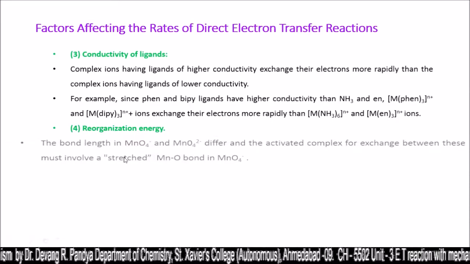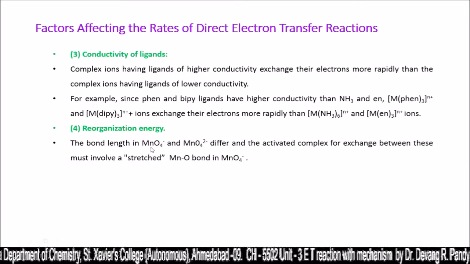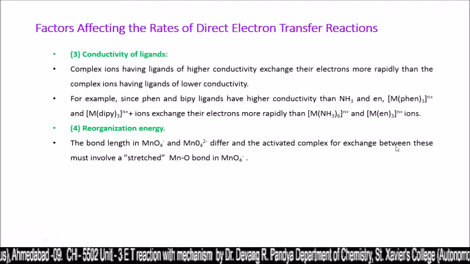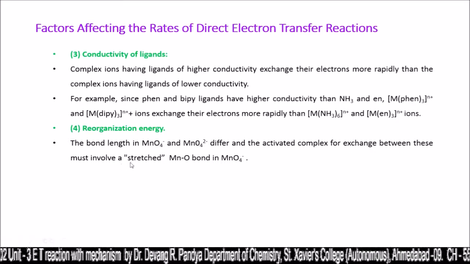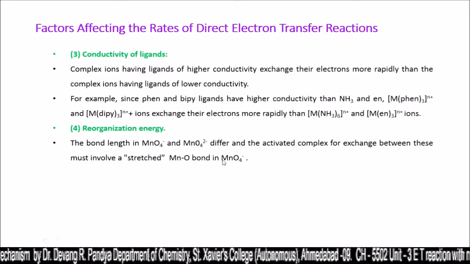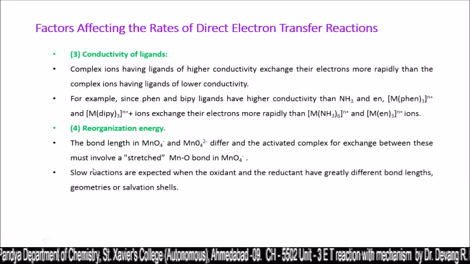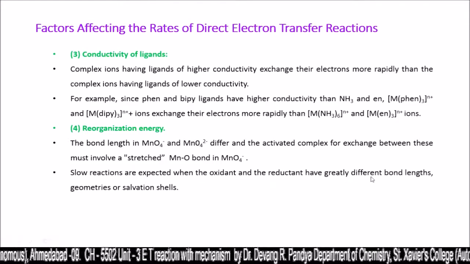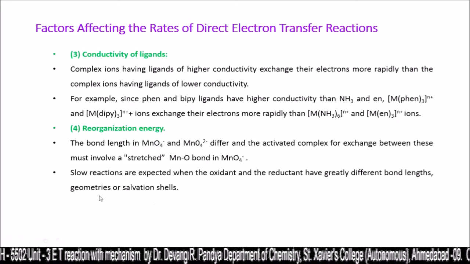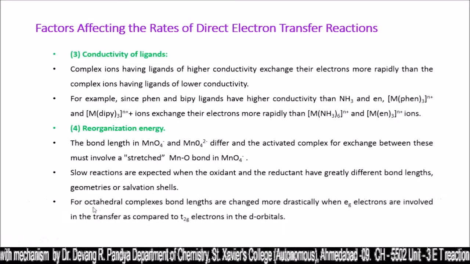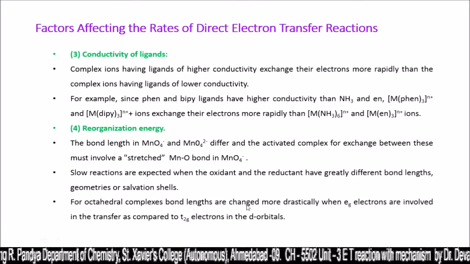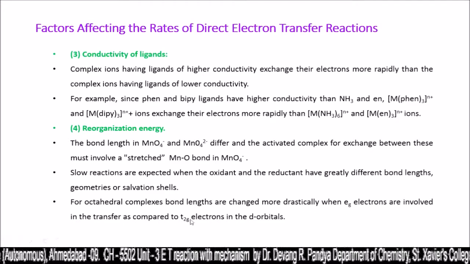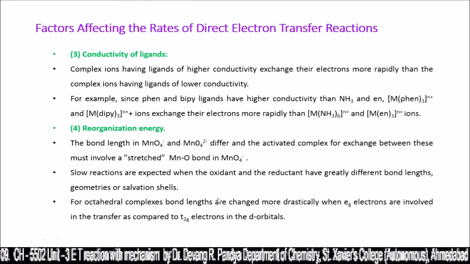Now, reorganization energy. The bond length in manganese oxide differs; the activated complex for exchange between these must involve a stretched metal-oxygen bond in manganese oxide. Slow reactions are expected when the oxidant and reductant have a greater difference between bond lengths, geometries, or solvation shell. For octahedral complexes, bond lengths are changed more drastically when eg electrons are involved in the transfer as compared to t2g electrons in the d orbital.